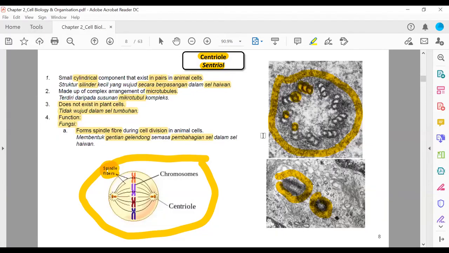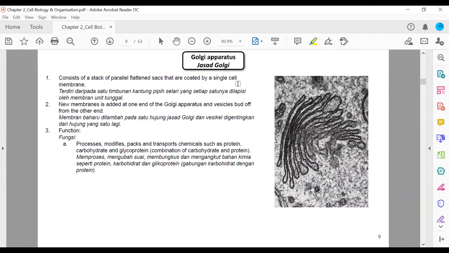Centriole. Apa fungsi dia? Produce spindle fiber during cell division in animal cell. I mean, plant cells also have spindle fiber, tetapi dalam plant cell gentian gelendong ini, spindle fiber ini terbentuk tanpa centriole in plant cell. Okay, right. Next page, page 9. Next, we move on to the next organelle.